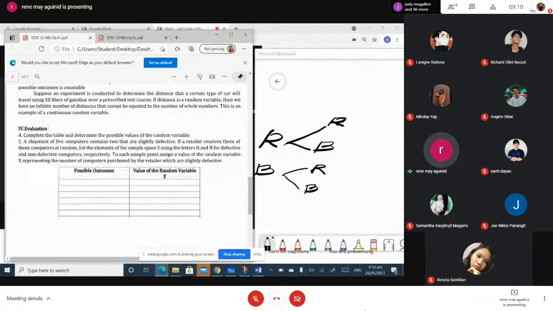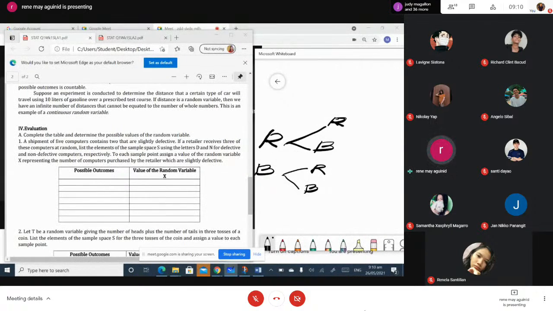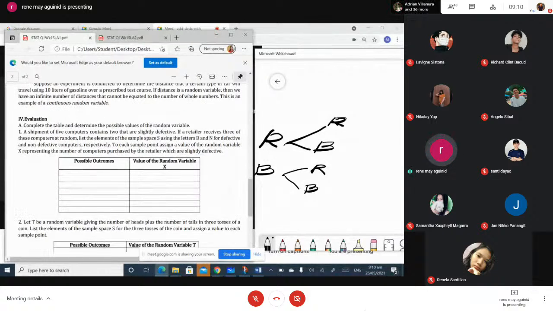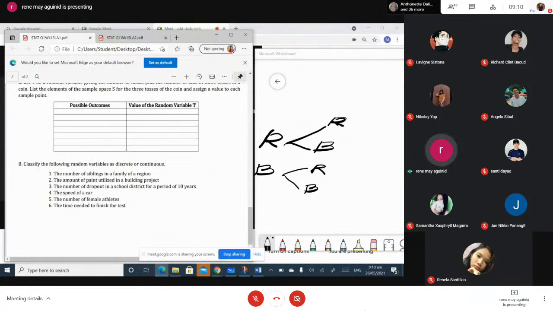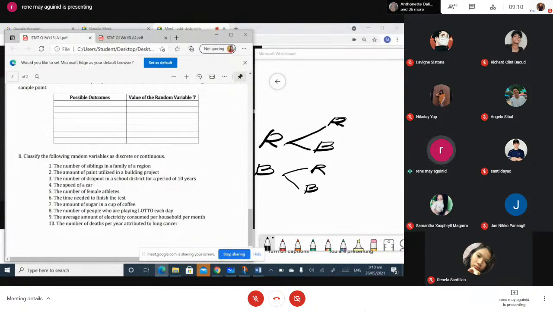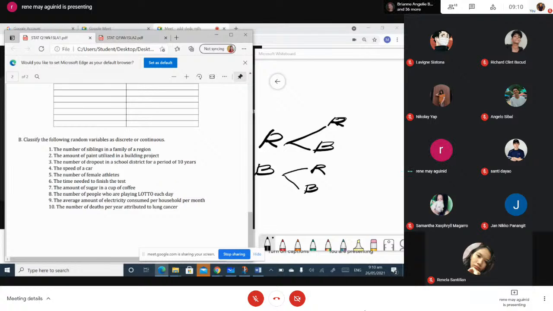Okay, so for your evaluation, you just simply write the possible outcomes and the possible values of our random variable X as defined in our problem. So with number 2, for letter B, you are just going to determine if it is a discrete or continuous. Number one, number of siblings in a family of a region. So, is it a discrete or a continuous random variable? Do not copy the problem, but write your answers only in a yellow paper. Okay, that is for week 1, SLA 1.